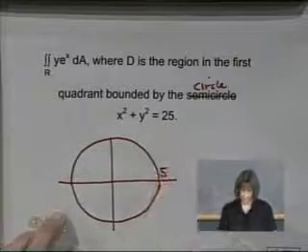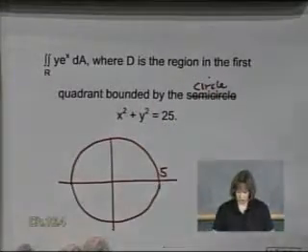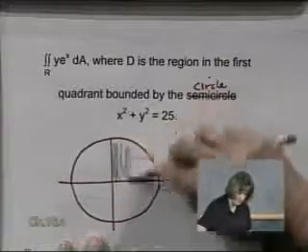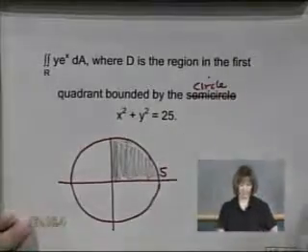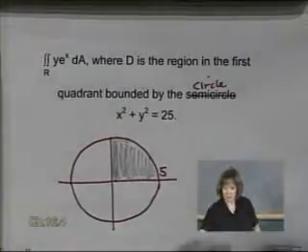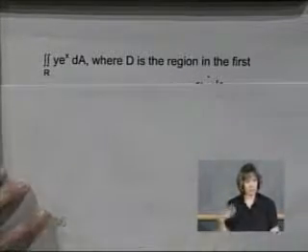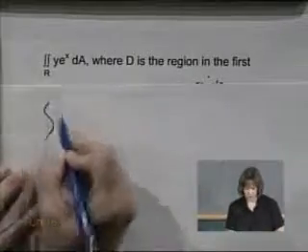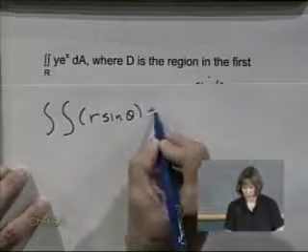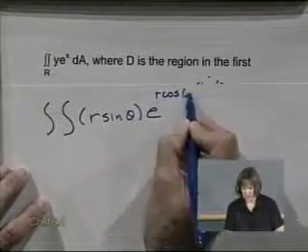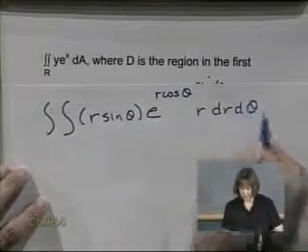This is a 5. All the way around it's 5. But it says it's in the first quadrant. So we're just talking about this, our region D. Okay, ready to go. Huge part of the credit on these problems is changing your integration into r's and thetas. So it's the double integral. Where I see y, I put r sine theta. Where I see x, I put in r cosine theta. Where I see dA, I put r dr d theta.